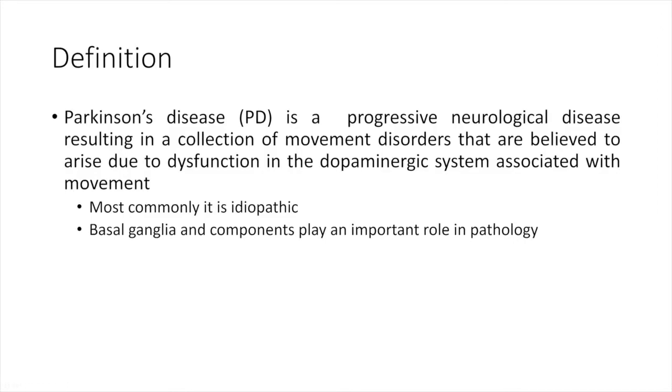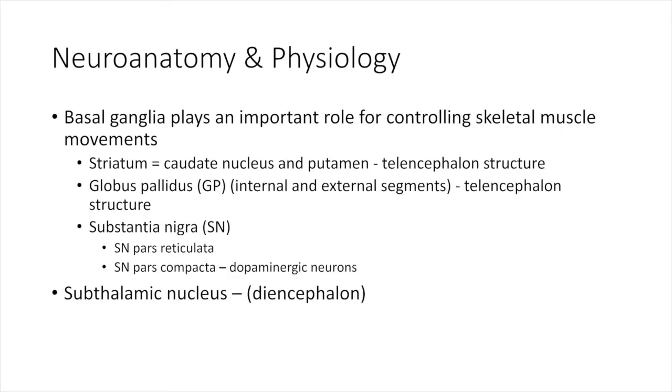Before we talk about the neuropathology, let's talk about the normal physiology and neuroanatomy. So as I mentioned, basal ganglia plays an important role in this disorder, but it's also important for controlling or regulating skeletal muscle movements. And it's comprised of a number of structures such as a striatum, comprised of caudate nucleus and the putamen. It's also comprised of globus pallidus, which is then divided into the external and internal segments, substantia nigra, which can further be divided into the substantia nigra pars reticulata, and substantia nigra pars compacta, which contains a high number of dopaminergic neurons. And there's another structure associated with this region called the subthalamic nucleus, which we'll talk about in this episode.